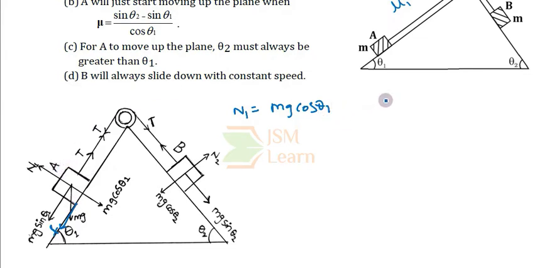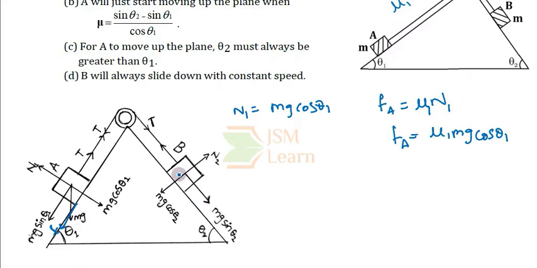So let us find the conditions. The frictional force acting on block A will be given as mu times N, where mu is the coefficient of friction between block A and the plane, that is mu 1, and N is the normal force on block A, which is N1, and we know N1 is mg cos theta 1. So we obtained the frictional force acting on block A.